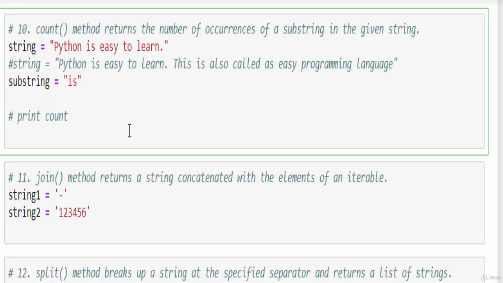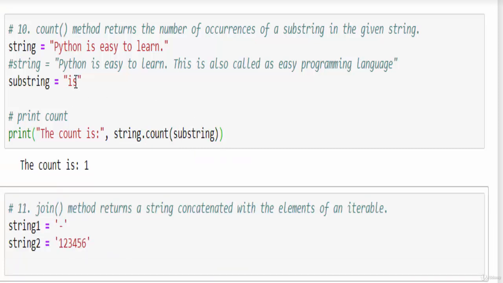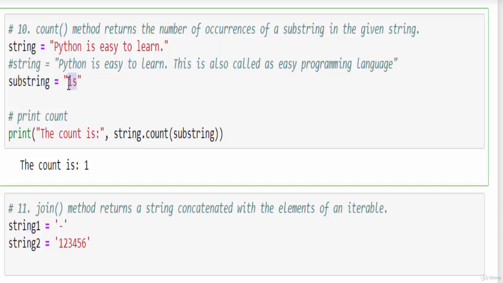The 10th method, count method, which returns the number of occurrences of a string in a given string. So we have a string, Python is easy to learn. In this, I want to find how many times is is available. For that, the count is string dot count of string. Just run it. You will get is available only one time.